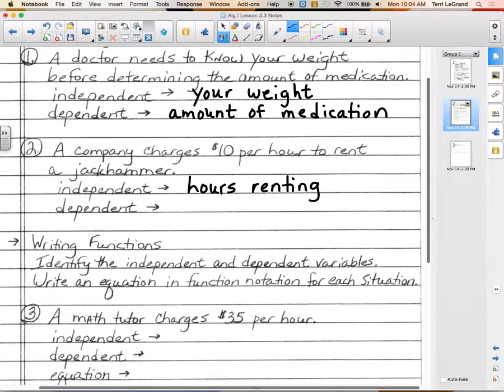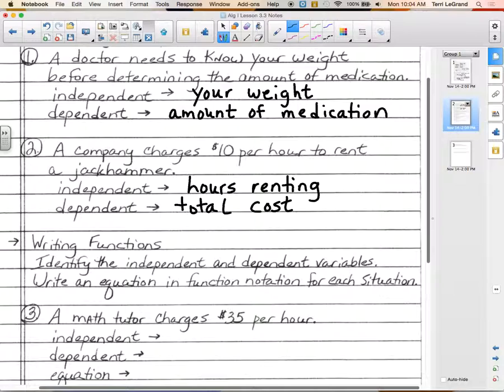Yeah. According to how many hours you rent the jackhammer, it tells you the total cost. So we have to make sure that we don't just say dollars, and it's not dollars per hour. We know it's $10 per hour. According to how many hours you rent it at $10 an hour, what would the function rule be in this one? What would the function rule be for this one? 10x. 10x.